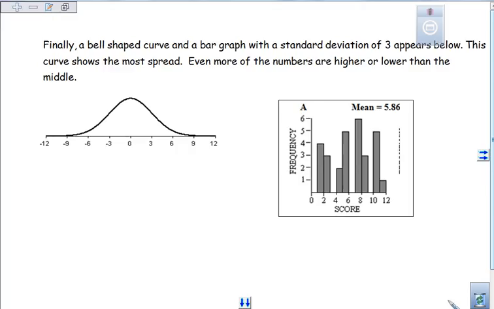Finally, a bell-shaped curve and a bar graph with a standard deviation of 3 appears below. This curve shows the most spread. Even more of the numbers are higher or lower than the middle. So again, X bar is still the same. Data is spread out. X bar here is 5.86. And then notice we have more gaps and there is more distribution of data.